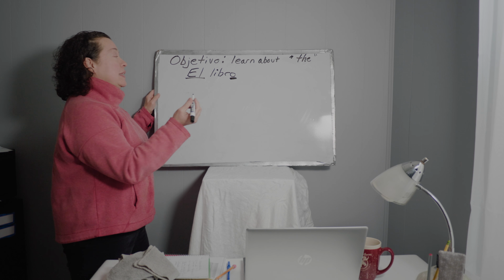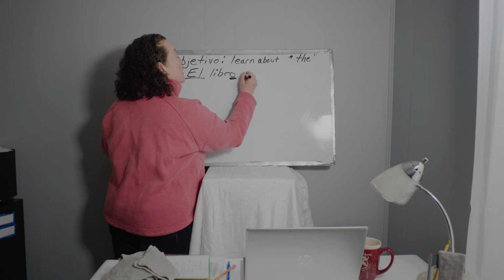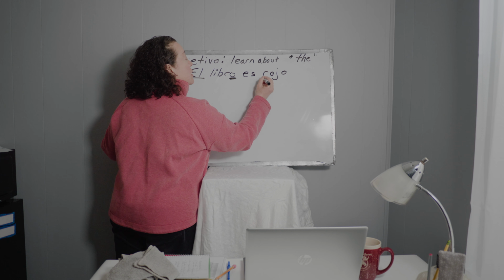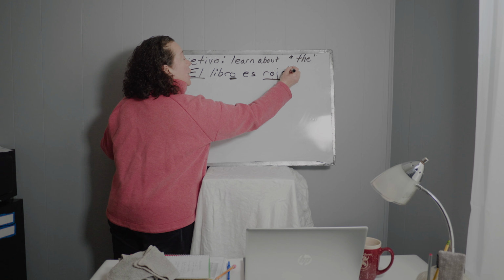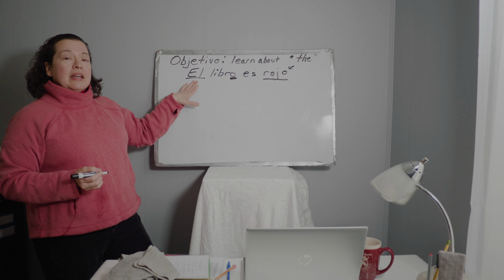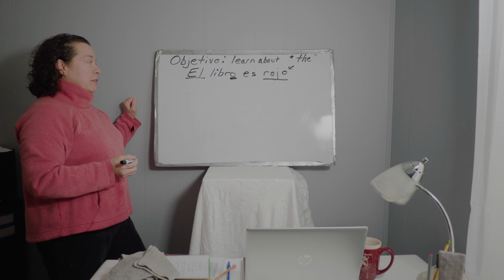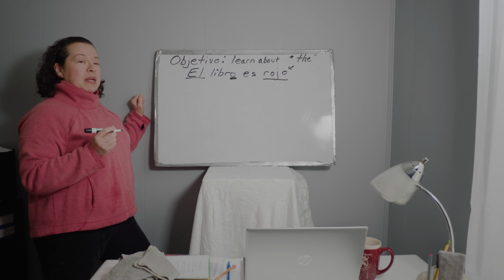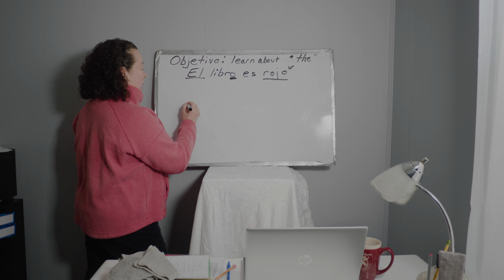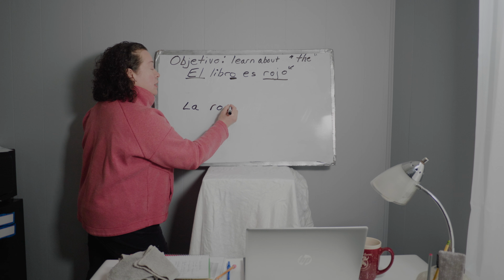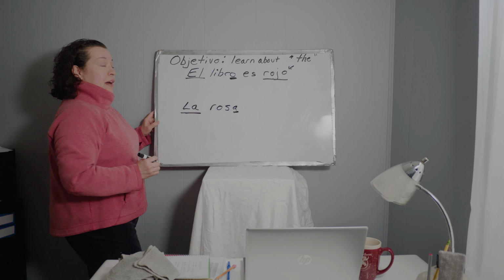So let's just make a sentence. El libro es rojo. This is your adjective, and it also gets an O at the end if the article el is masculine. Okay? Now let's write a singular feminine sentence. La rosa. And notice it ends in A, so we're going to use la.